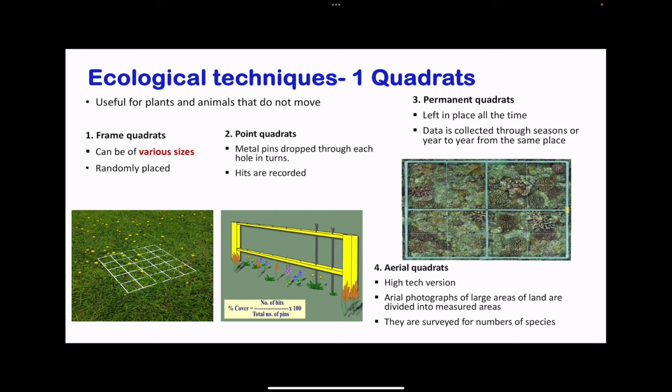Moving on to ecological techniques, the first one is looking at quadrats. We have 4 types of quadrats. We have frame quadrats, point quadrats, permanent quadrats, as well as area quadrats.